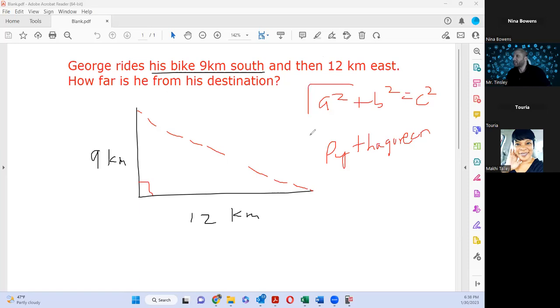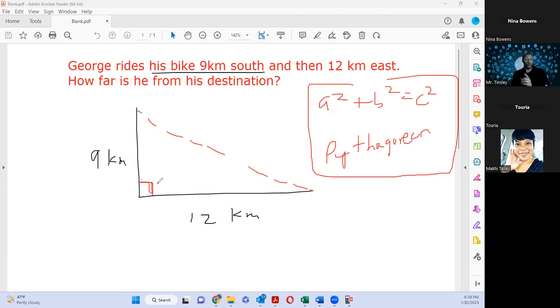Pythagorean theorem: a squared plus b squared equals c squared. Remember, you may not have to do every question, but just look at the givens. He went 9 kilometers south. He went 12 kilometers east. Now you see that right angle, and you know that's Pythagorean theorem.